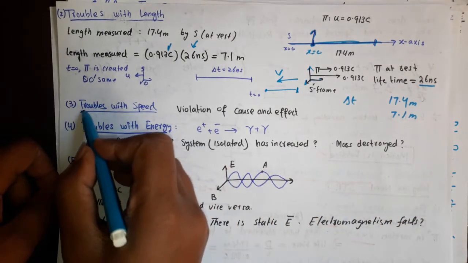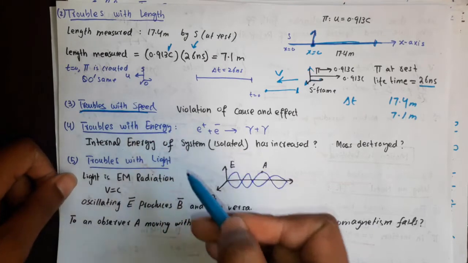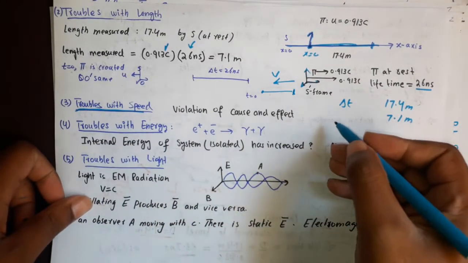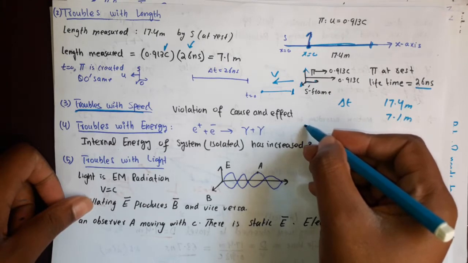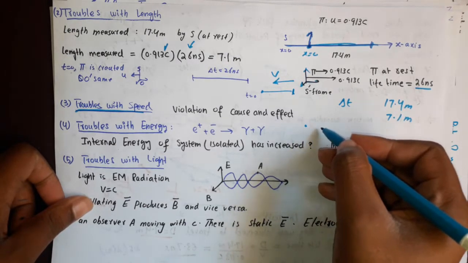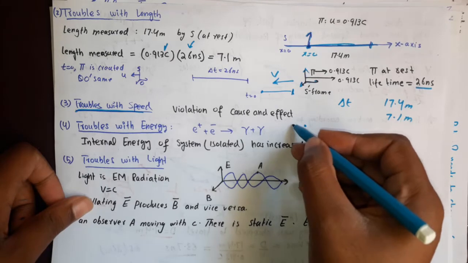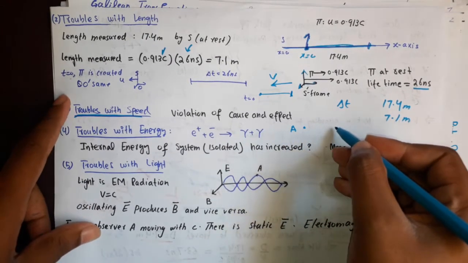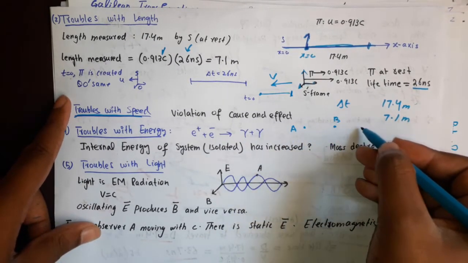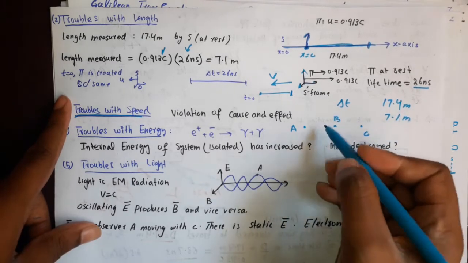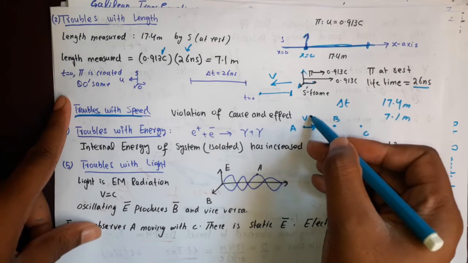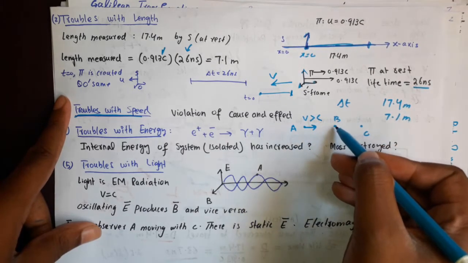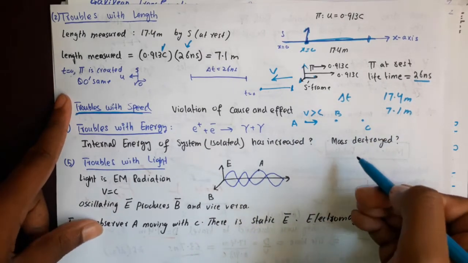The next is the troubles with speed. Let's take a very simple example. It is basically a hypothetical experiment, or mental thought experiment. Let's say here is person A, here is another person B, and here an observer O. Person A throws a ball with speed v, which is greater than the speed of light, and this person catches that ball.